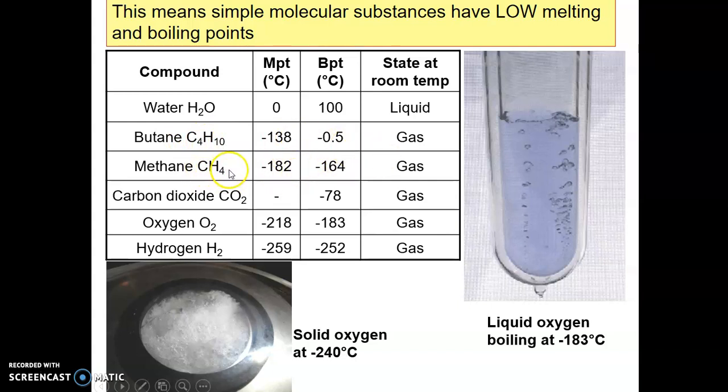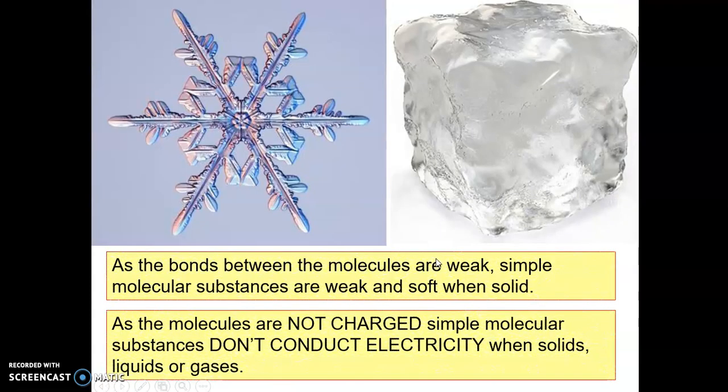Methane, again, see carbon and hydrogen, it melts at minus 182, it boils at minus 164, so it's already evaporated by the time you get to room temperature. Likewise for carbon dioxide, oxygen, hydrogen: it melts at minus 259, it boils and becomes a gas at minus 252. So not very much energy at all is needed to split up one hydrogen molecule from another hydrogen molecule. But the atoms in the molecules are held together strongly. Okay, so that's simple covalent substances.